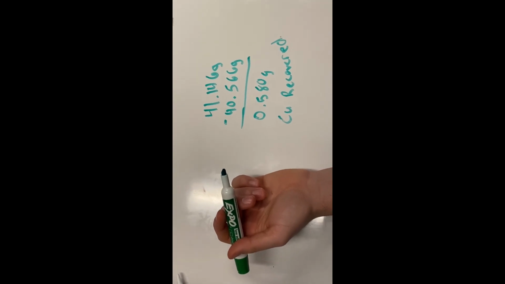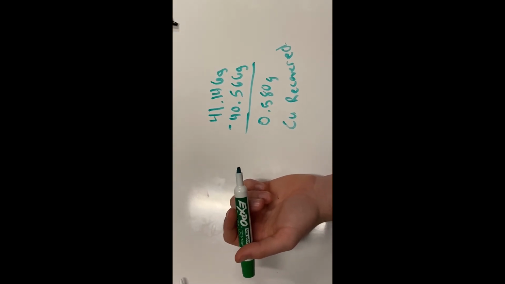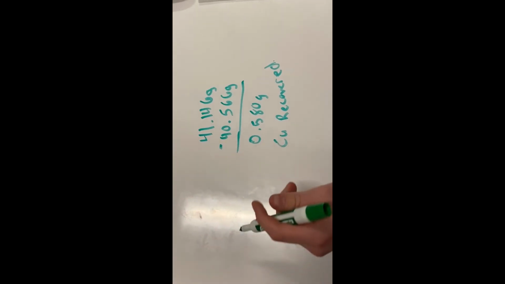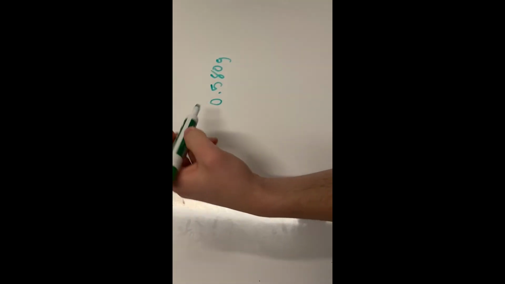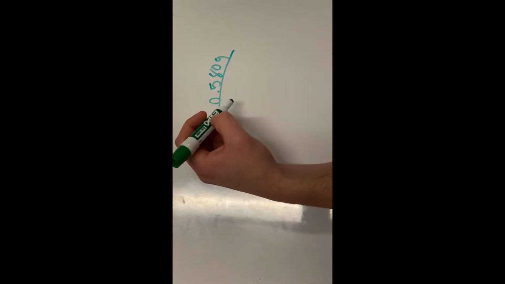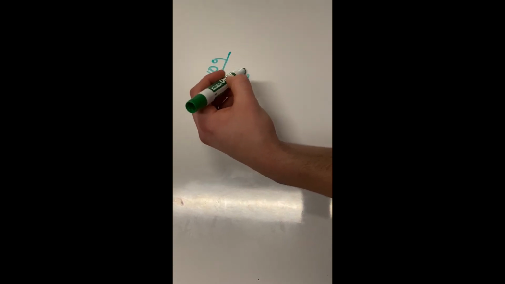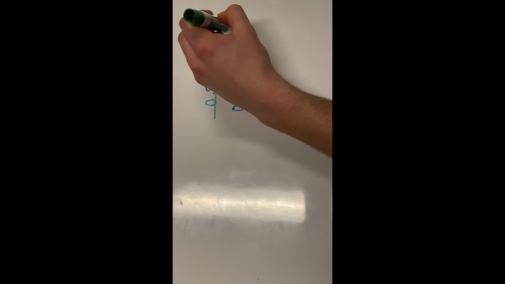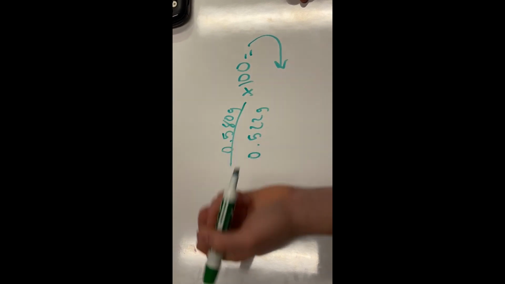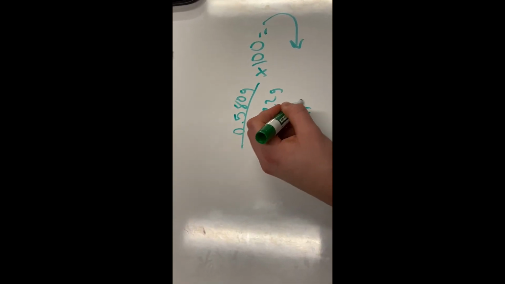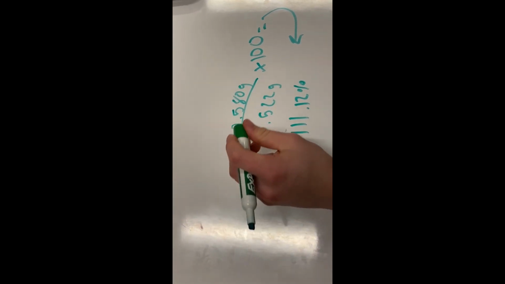To find the percent yield, you have to divide the recovered mass of copper by the initial mass of copper. The recovered mass of copper was 0.580 grams, and we divide that by the initial mass of copper, which is 0.522 grams, and then multiply that by 100. That gives the percent yield of 111.12% of copper.